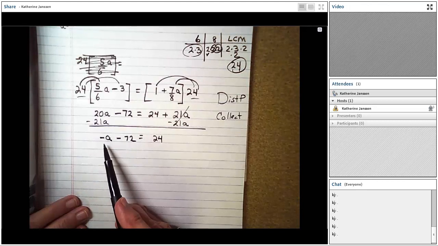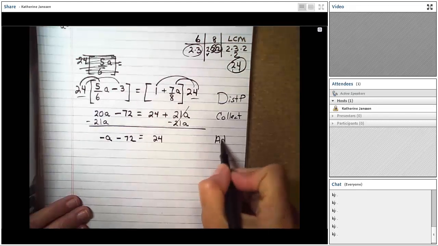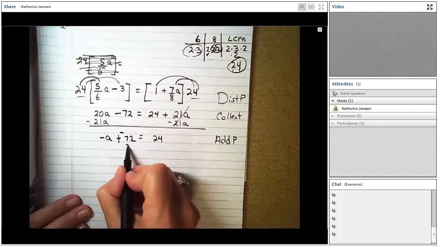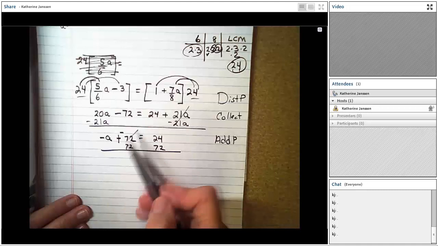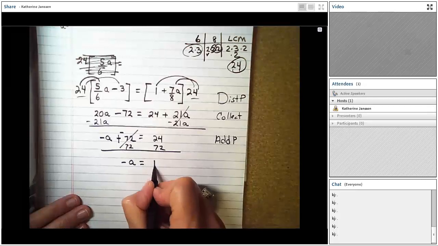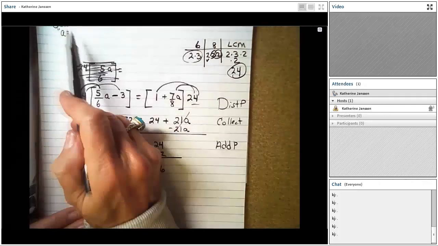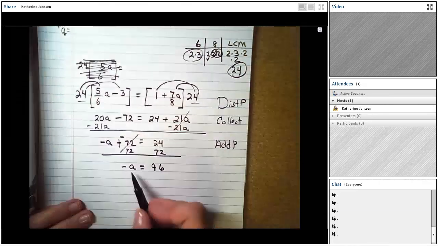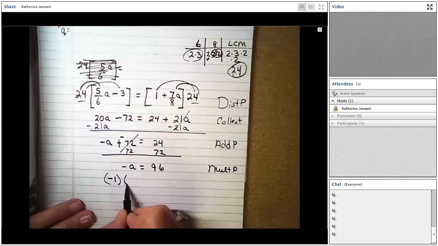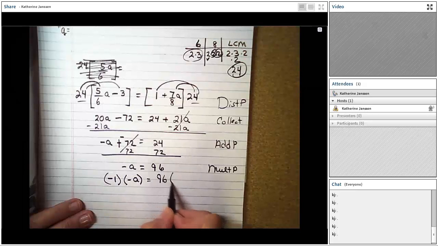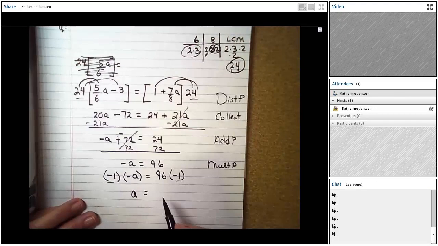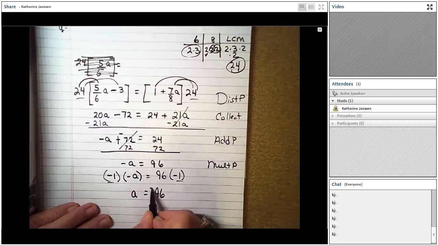Still trying to isolate my variable term, so I'll use the addition principle again. I'm going to change subtraction to addition and add the opposite, so I know the sign of my term, and I'll add 12 to both sides. Adding opposites goes to 0, leaving a negative a, and 24 plus 12 is 36. Now I'm solving for a equals, not negative a. So I'll use my multiplication principle to multiply by the reciprocal, and the reciprocal of negative 1 is negative 1. I'll multiply both sides by negative 1. Negative 1 times the opposite of a would be the positive a, and negative 1 times 36 would be a negative 36. And you can check.